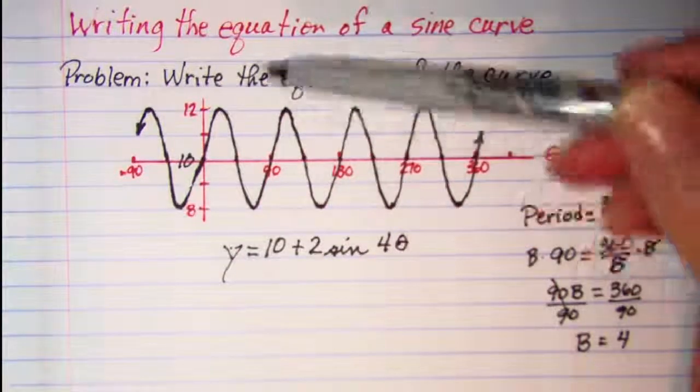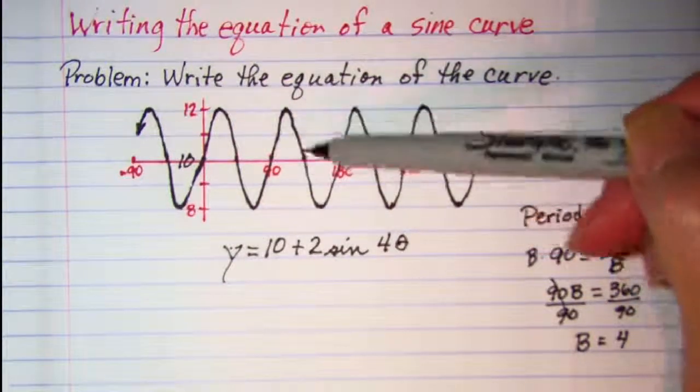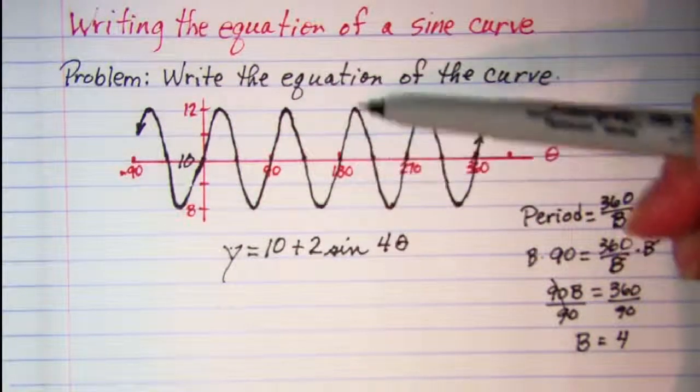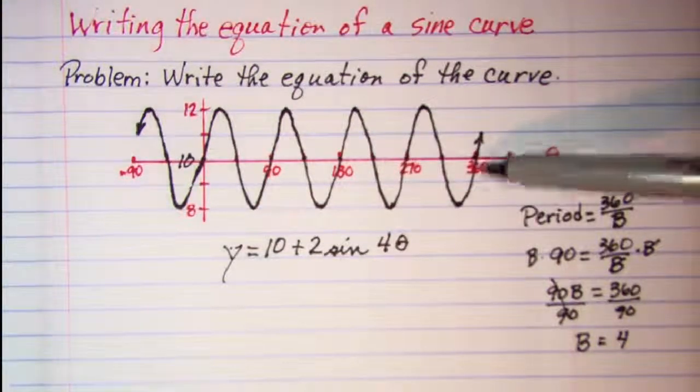Now, when we counted, we can see that there's 1 period, 2, 3, 4. So there were 4 periods.